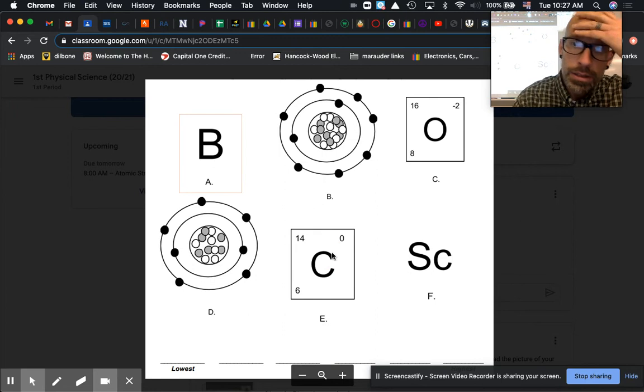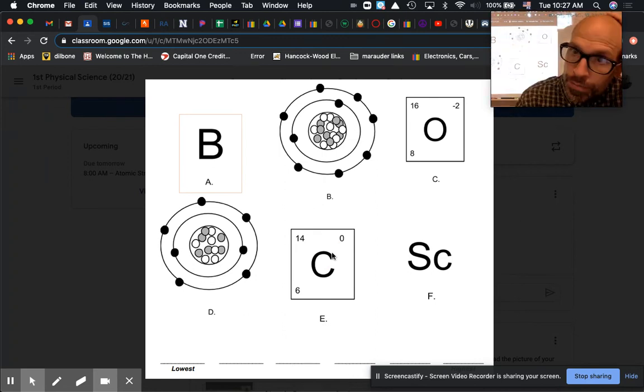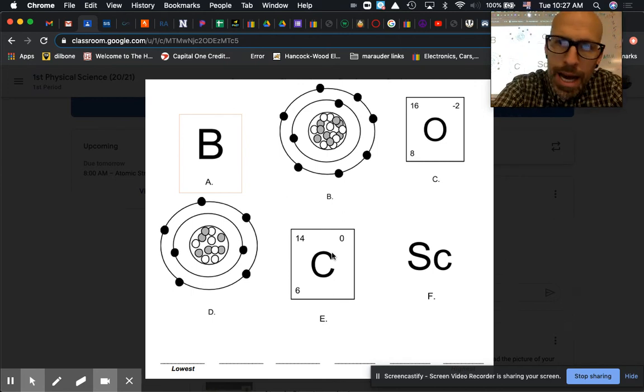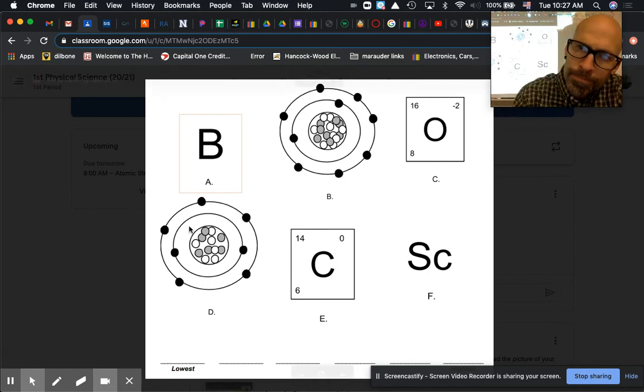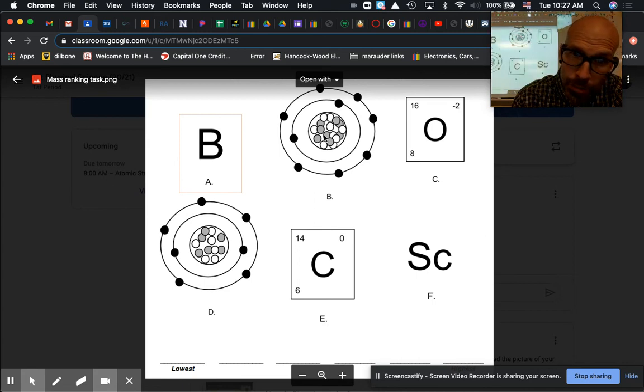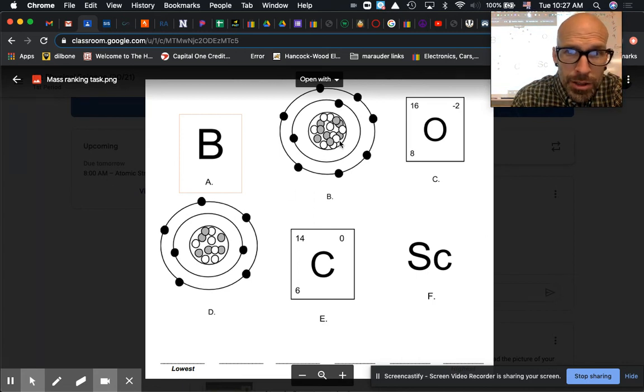So this, I was having people work on in class as well. You need to look at these images here and figure out what the lowest mass is up to the highest mass. Now, how do you do that? Like, how do you figure out what the masses of these things are? Well, I hope you know by looking at the actual models of the atoms here that you just have to do what?